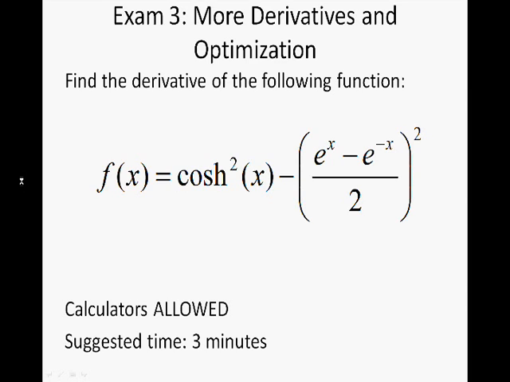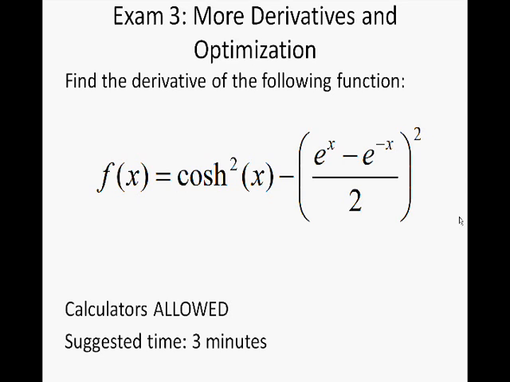Alright, so the last question that I'll talk about from this particular exam, this is one that I was kind of upset about, but I was upset about most of the questions because I wrote them and the students weren't getting them. But this is basically how I wrote it down. Find the derivative of this function. We have the hyperbolic cosine squared of x, and then we have minus e to the x minus e to the minus x all over 2, then that whole thing squared. Find the derivative of that. Simplify as much as possible.